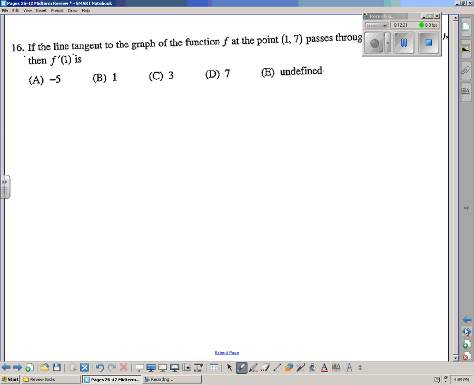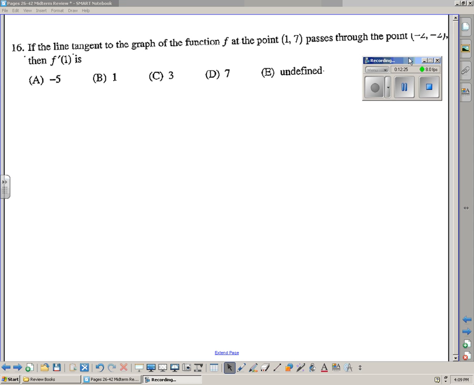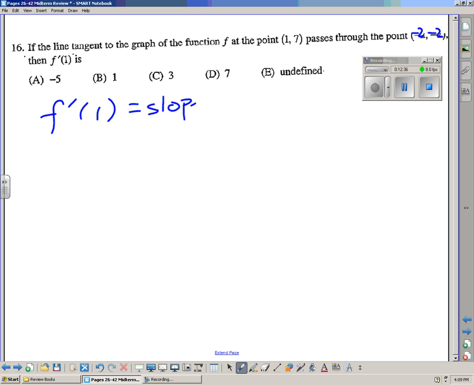All right, number 16 says if the line tangent to the graph of the function at the point 1, 7 happens to pass through the point negative 2, negative 2, then f prime of 1 is. Well, f prime of 1 is the slope of the tangent line at 1. And they told us the tangent line is tangent to the graph at 1, 7, so that's a point.